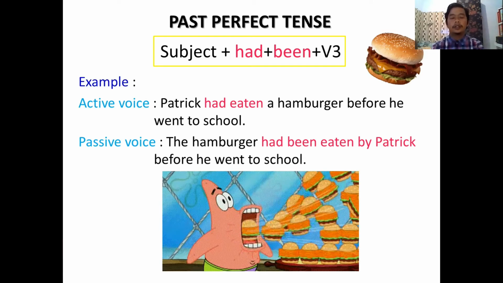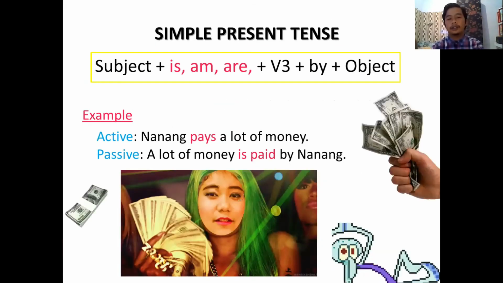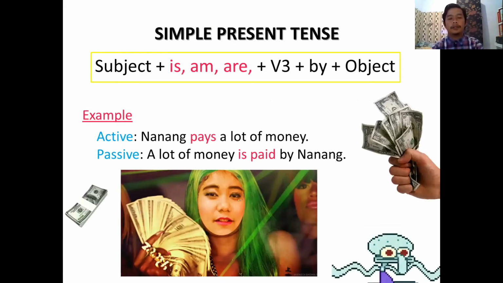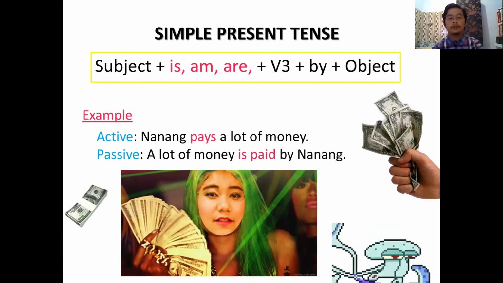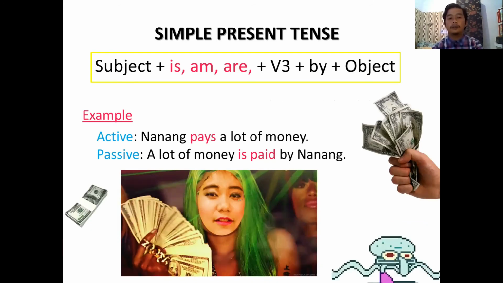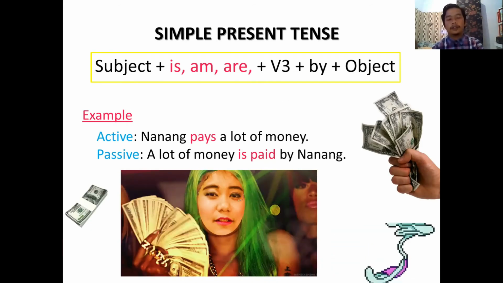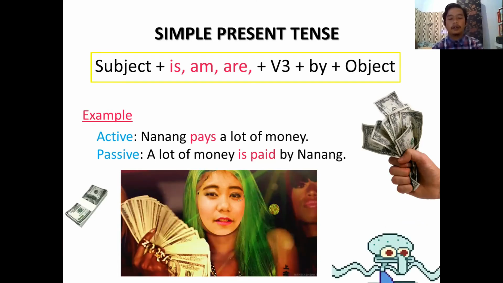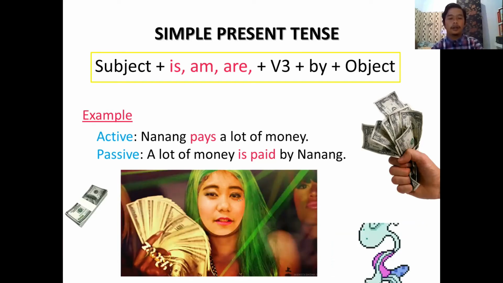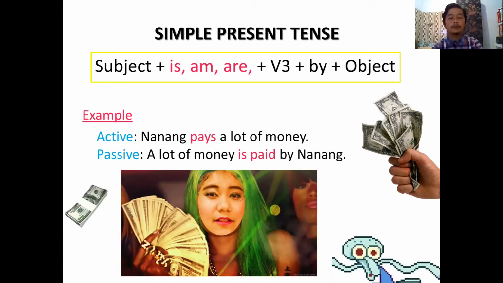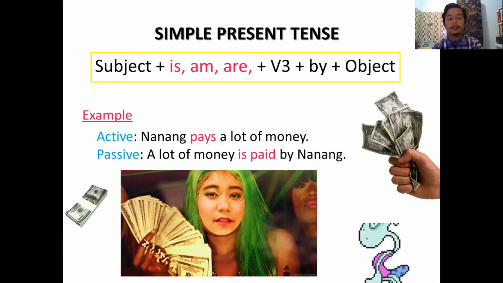Okay, the next is simple present tense. Subject plus is or are plus verb 3 plus by plus object. The active sentence: Nanang buys a lot of money. The passive: A lot of money is paid by Nanang. But Nanang does not give the money to the girl in the picture.